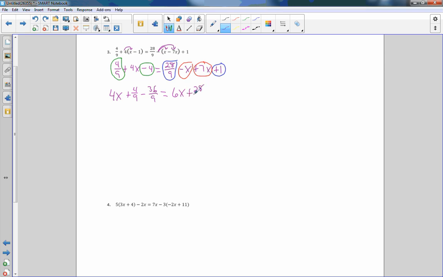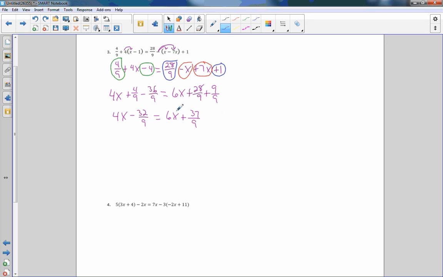28/9 plus 1, which is 9/9. So 1 is 9 over 9, which is 1. 28 over 9 came here. Now I'm going to group those and combine them. 4 minus 36 is negative 32 over 9 equals 6x. 28 plus 9 is 37 over 9.